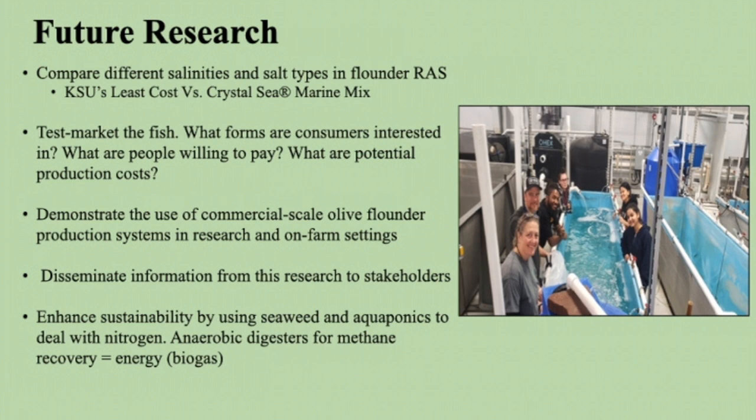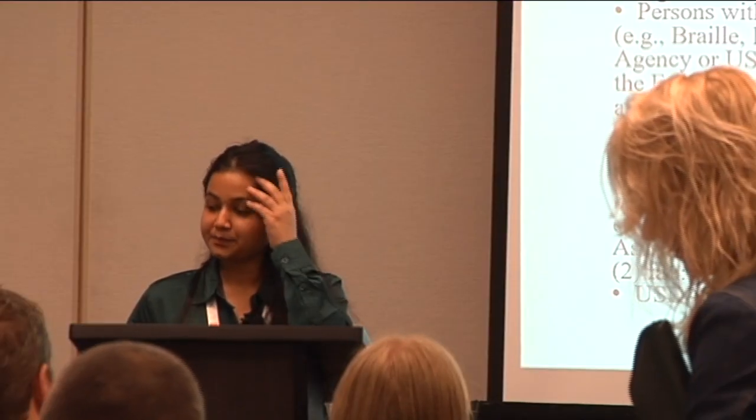And at the same time, we can also demonstrate the use of the commercial scale olive flounder production system in the research and on-farm setting. And we can also disseminate the information or the results that we got from our research to the stakeholders. And we can also enhance the sustainability by using seaweed in aquaponics to deal with the nitrogen and an anaerobic digester for methane recovery, and we can use the biogas as the energy source.